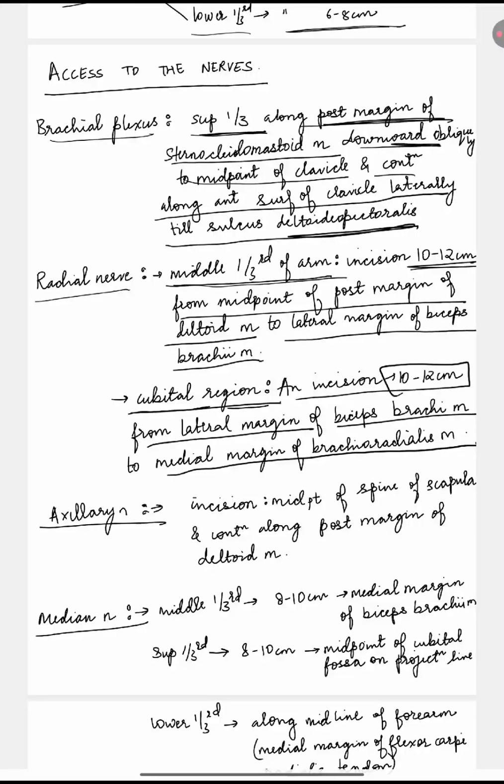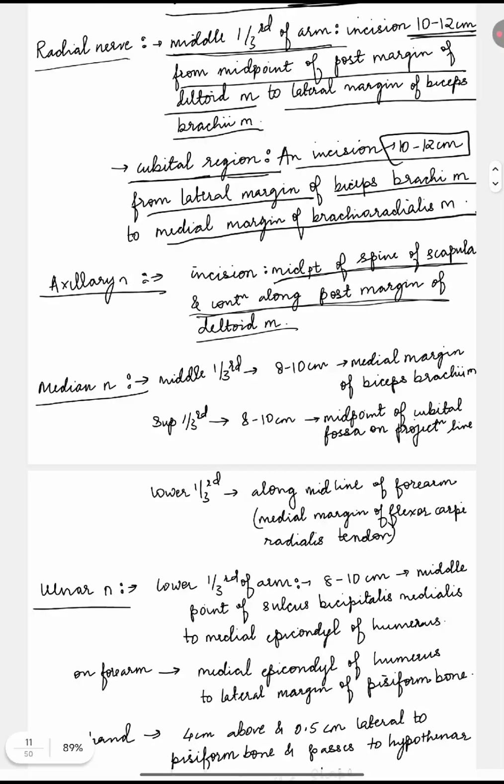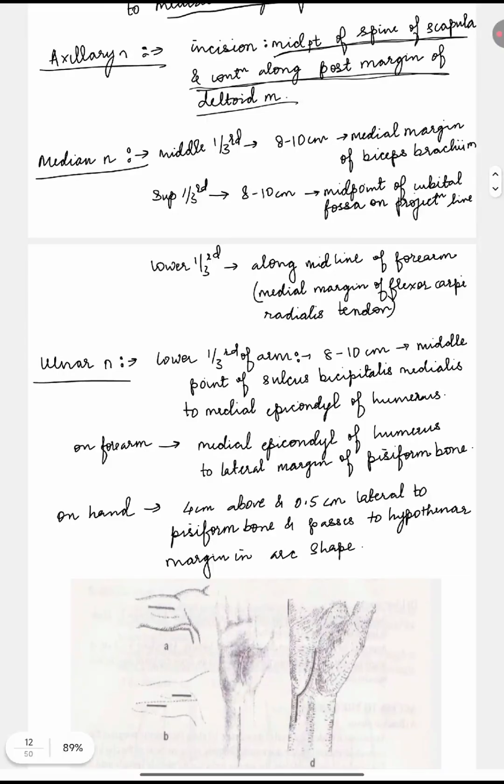In axillary nerve, we make an incision from the midpoint of the spine of the scapula and continue along the posterior margin of the deltoid muscle. Median nerve is divided into three regions: middle 1/3 of the arm, superior 1/3 of the forearm and lower 1/3 of the forearm.